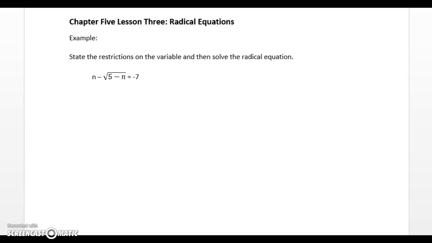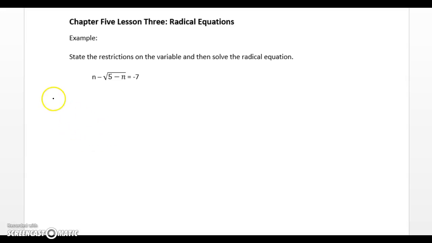In this video, we're going to look at Lesson 3 from Chapter 5, which is talking about radical equations. So we're just going to jump straight into an example, which is number 2 from your notes. Here we're going to state the restrictions on the variable, and then we're going to solve the radical equation.